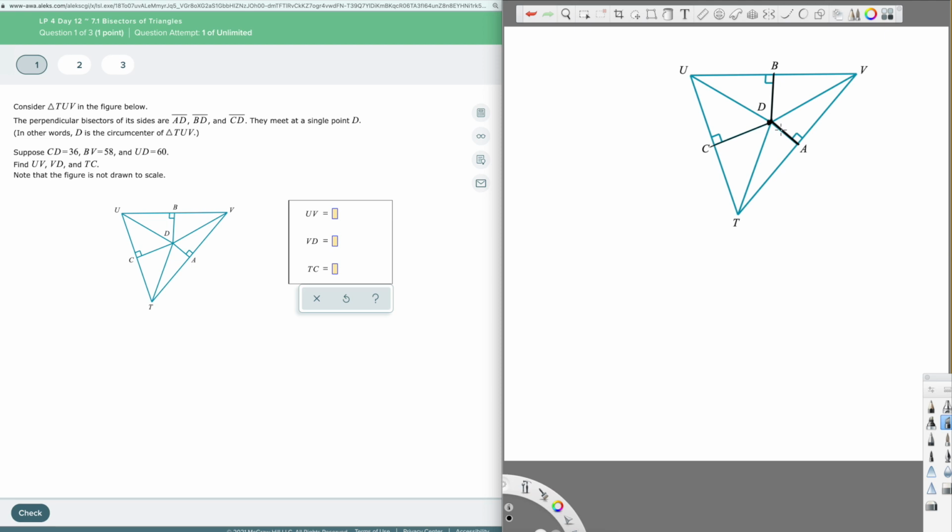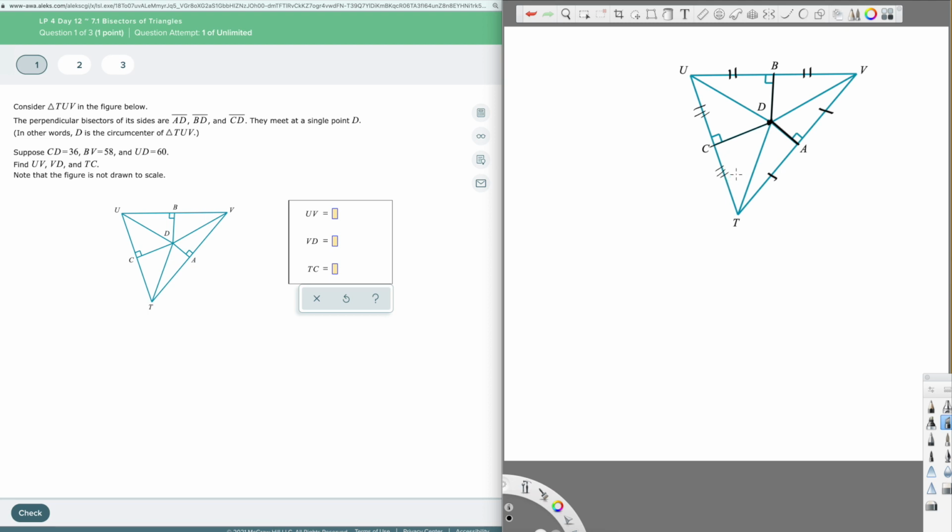So perpendicular bisector, what that literally means is, number 1, it's perpendicular. We hear that in the name. So we can even see this little perpendicular mark. It means that it's at a right angle to this side that it's coming from. Bisector means that it's cutting that side in half. So it means that all of these are equal to each other. So AT is equal to AV, BV is equal to BU, and CU is equal to CT.